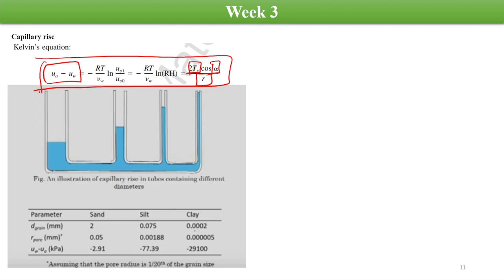Okay, so if we see here in this illustrative diagram, when the diameter or the radius of the tube is bigger, so R1 is greater than R2, in that case the height of rise is lesser, right? So as the diameter or the size of the capillary tube decreases, the height of rise increases.